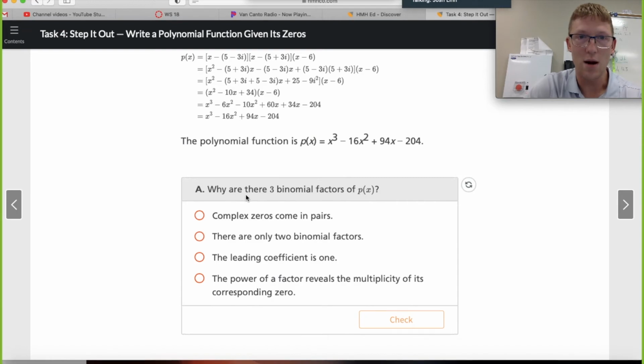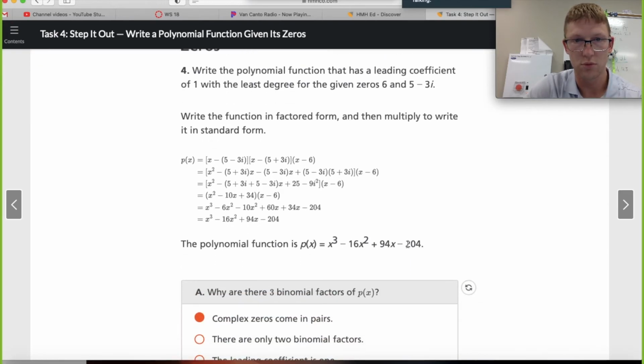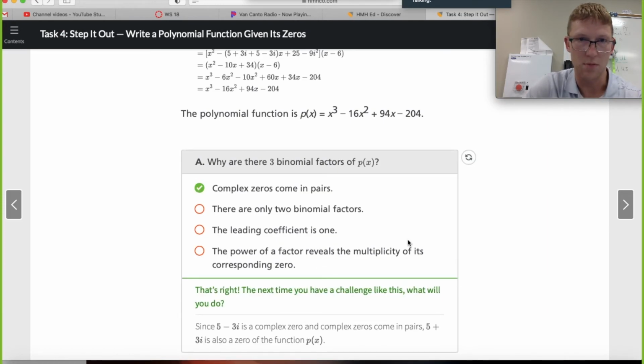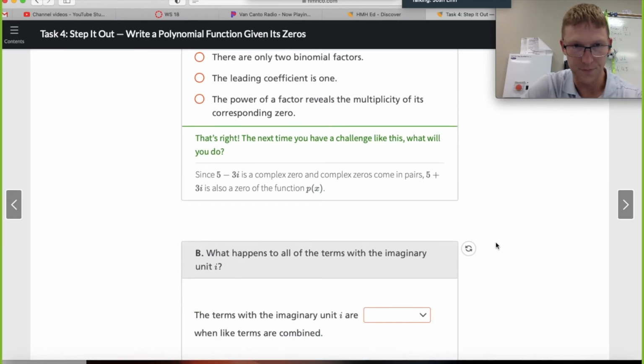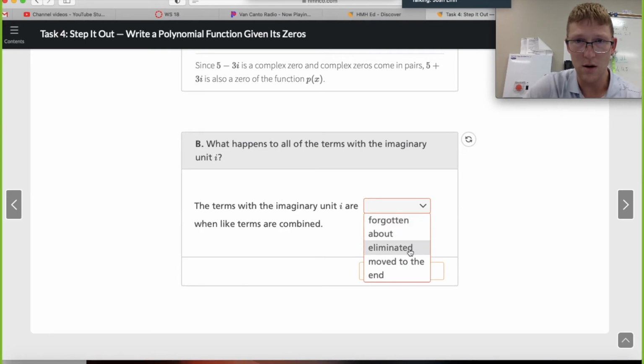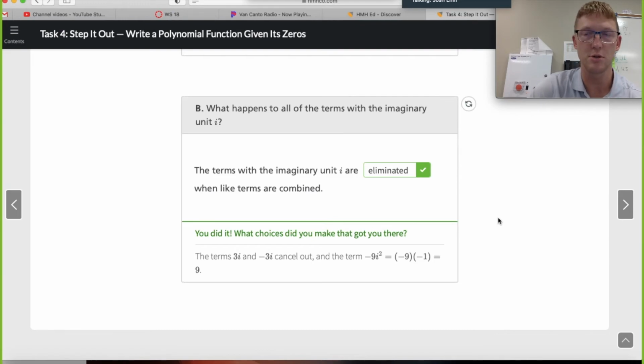So let's see here. Why are there 3 binomial factors of p of x? Complex roots come in pairs. That's true. Yeah, complex root zeros come in pairs. That's all it is. What happens with all the terms with imaginary unit i? We mentioned that when they are combined, they are eliminated. They should cancel out. If they don't, then you need to check your math.